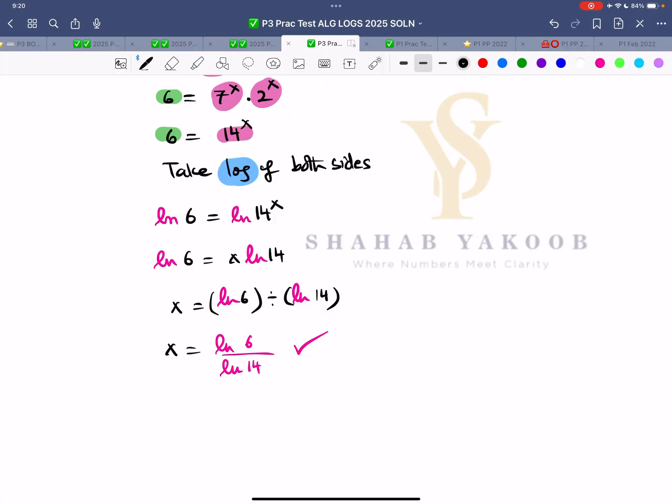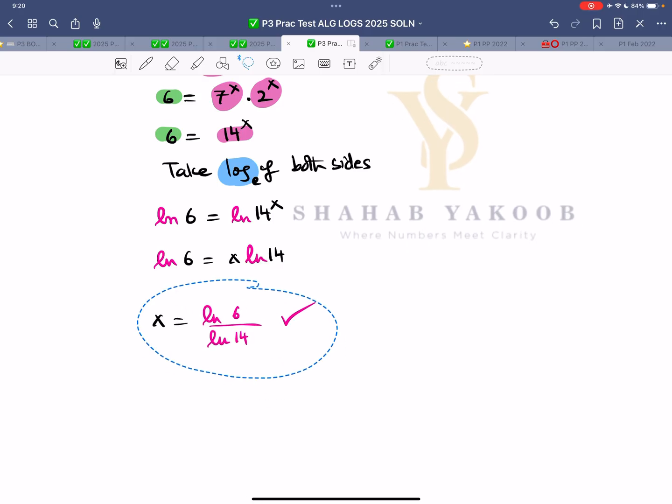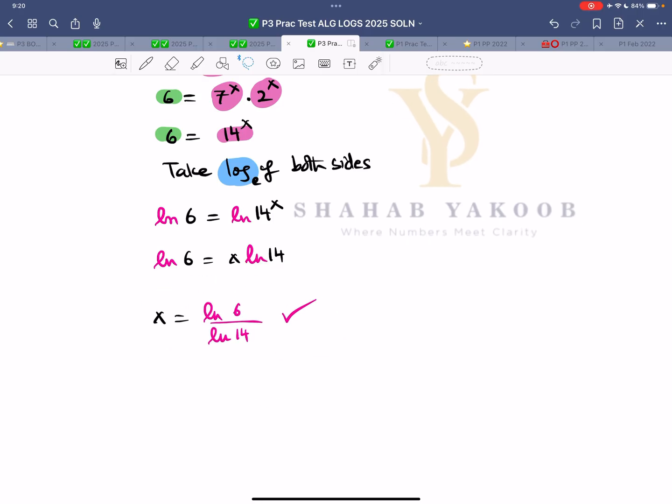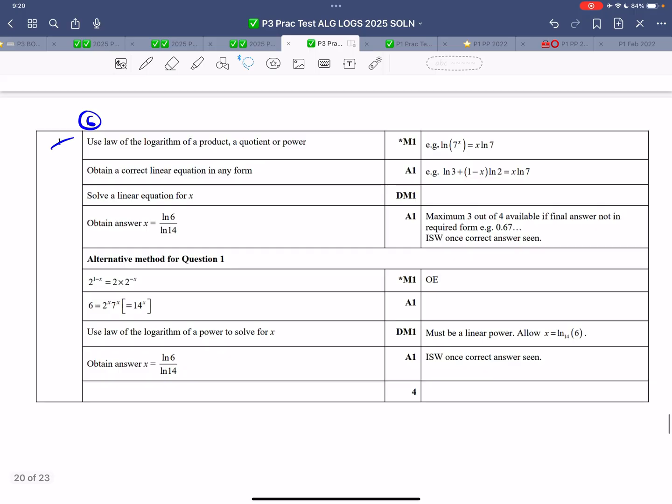So log base e, you can write it, or you can write ln. So ln 6 is ln 14 power x, ln 6 is x ln 14. And then I can just skip this step because I was writing in the exact form anyway. So now this is the answer right over here. And there it is.